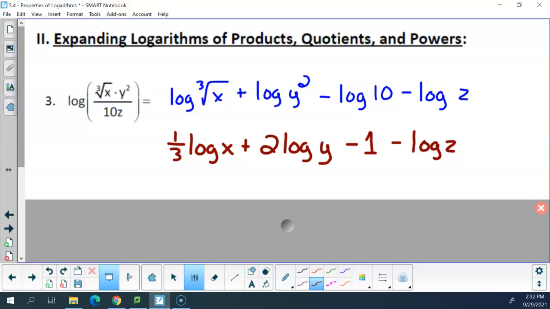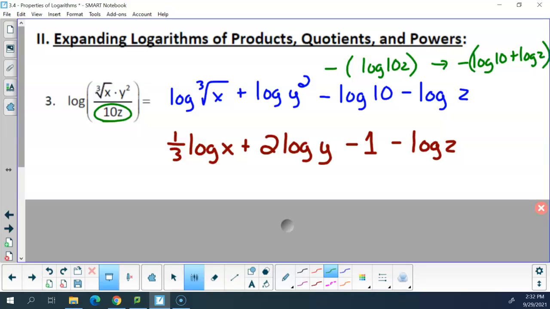Yes, ma'am. So even though in the beginning 10 and z are getting multiplied by each other, it stays minus because they're both down here. Okay, right? So technically this would be minus log of 10z, right? Right, okay, which log of 10z then would be minus log of 10 plus log of z, right? But then that negative sign is distributed in. Got it, okay. Yep.